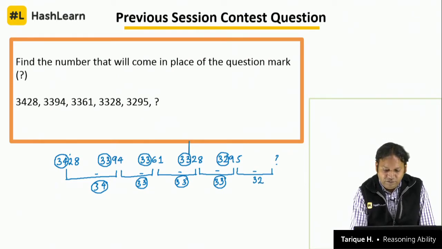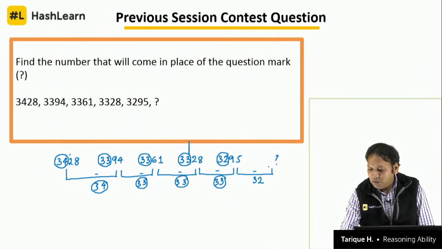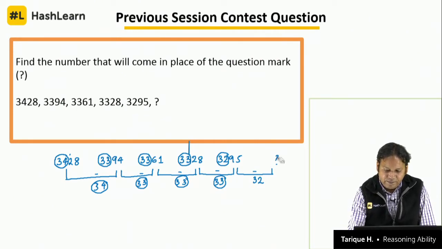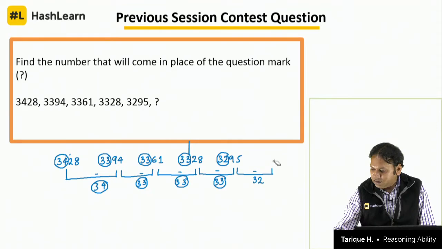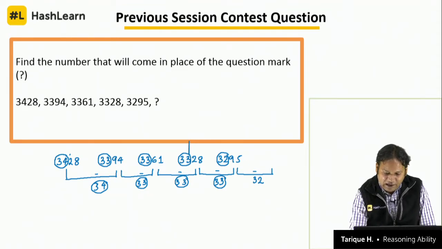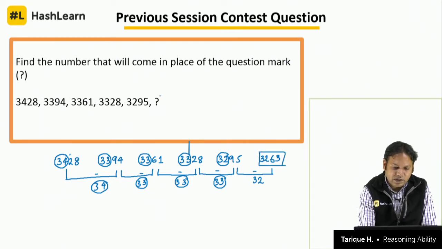Okay. So if we subtract 32, what will be the number that we get here? Let's find out the number in this place. So 5 minus 2 is 3. 9 minus 3 is 6. We get 3, 2, 6, 3. So what will be the answer in the place of the question mark? In this place the answer should be 3, 2, 6, 3.